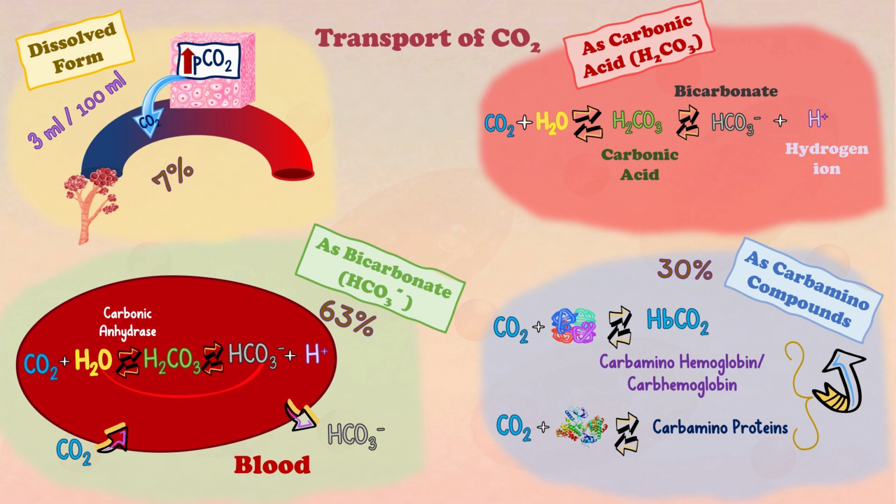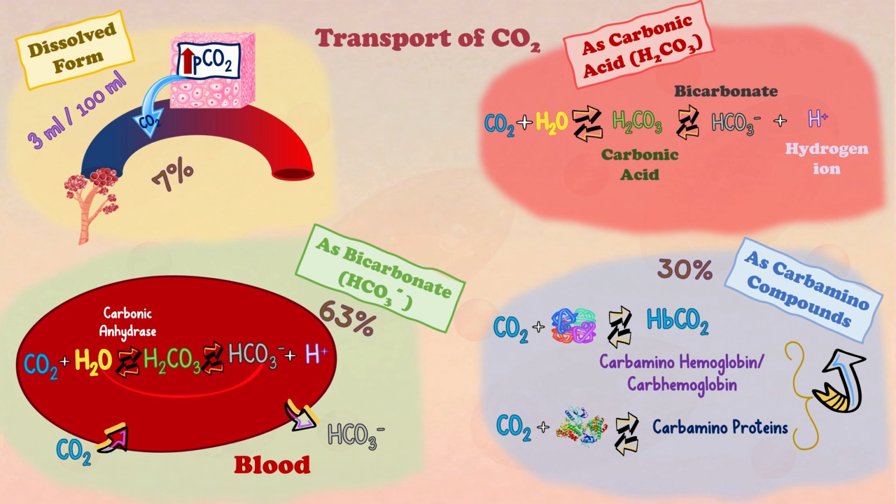The amount of carbon dioxide transported in combination with plasma proteins is very less as compared to the amount transported in combination with hemoglobin. What can be the possible reason for this? Well, it is because the quantity of proteins in plasma is only half of the quantity of hemoglobin. So, the fewer the proteins, the lesser the amount of carbon dioxide transported by them.